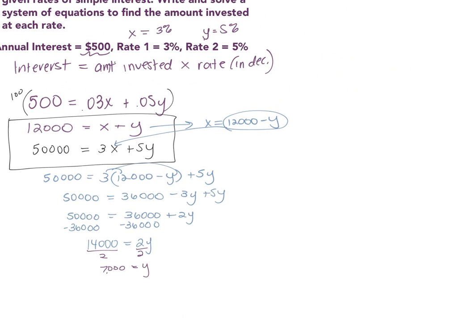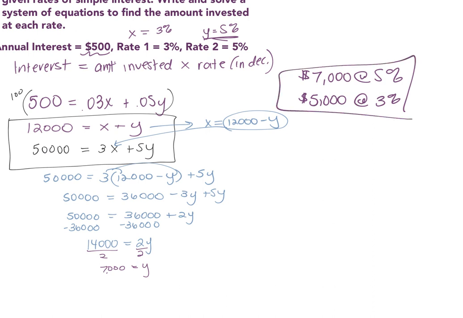So that y was my 5%. We've invested $7,000 at 5%. If it's 12,000 total, how much was invested at 3%? 5,000. You can get the same answer another way, but sometimes it's just easy like that.